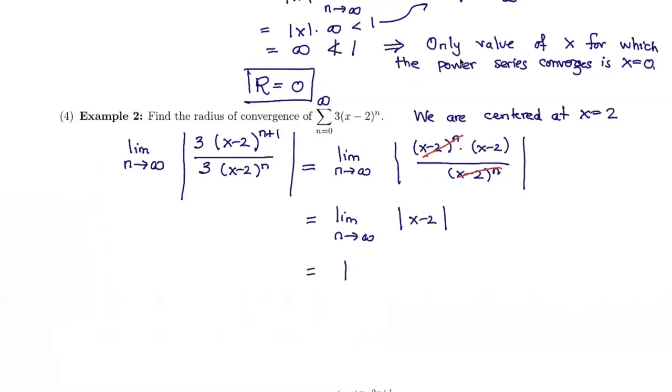So the limit is going to just equal the absolute value of x minus 2. And in order for us to get convergence, this limit has to be less than 1. Now, we don't have to solve this inequality because all we're looking for is how far from the center we have to go, and it already tells us that. This here is going to be the r.